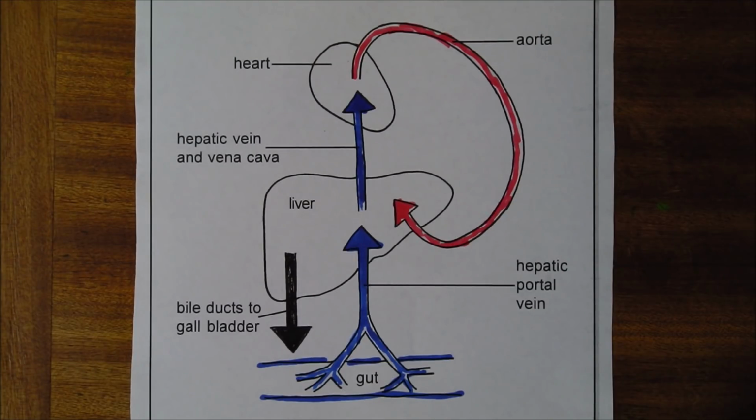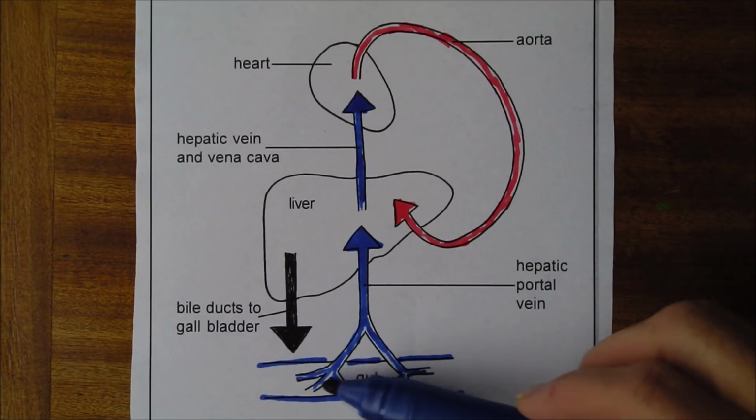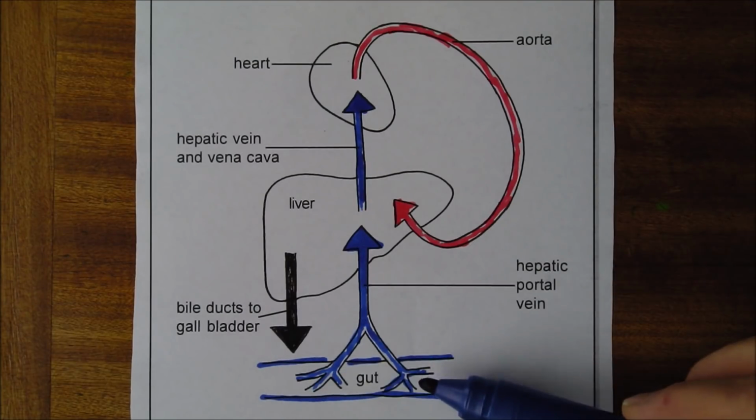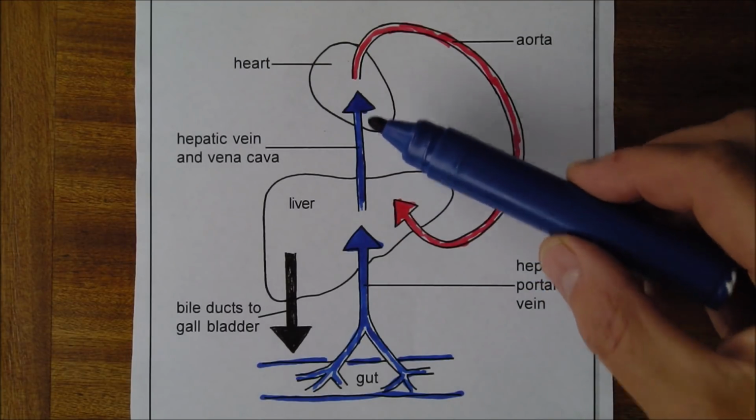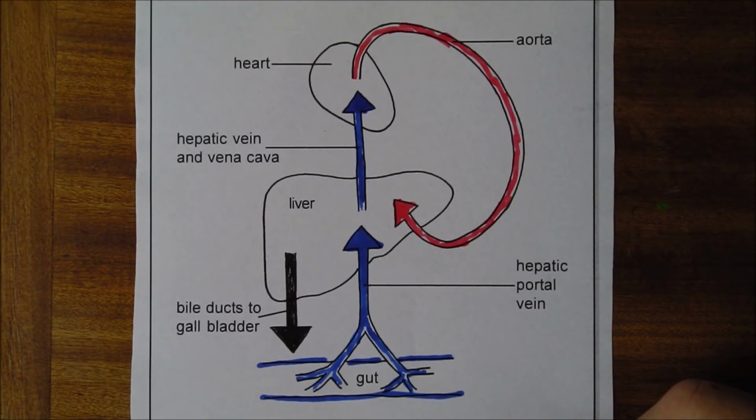But under normal circumstances, in happier days, the gut is absorbing lots of nutrients which are going to go to the liver to be processed, amino acids and monosaccharides and useful things will be processed in the liver. The biochemical factory of the body, the liver does all this sort of processing. And then once the blood has been through the liver, it's going to drain via the hepatic veins.